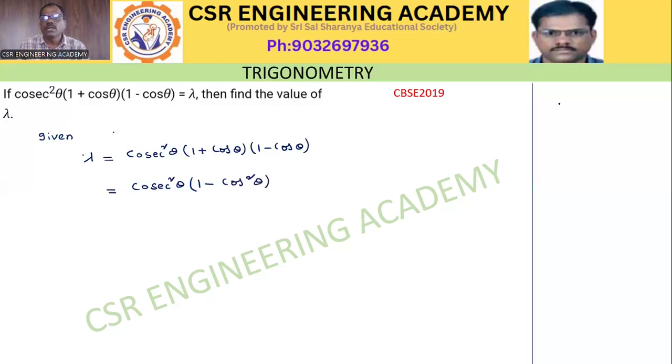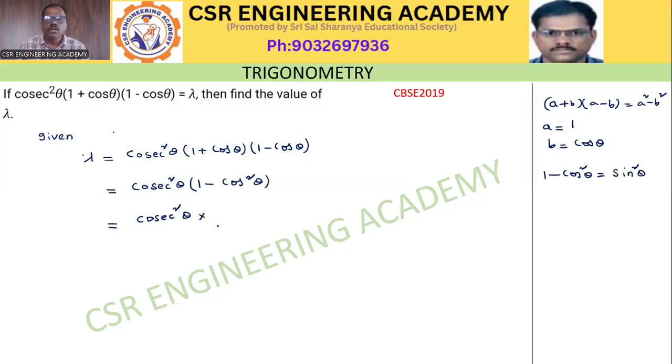a plus b into a minus b is equal to a square minus b square. Here a is equal to 1, b is equal to cos theta. Cosecant square theta into 1 minus cos square theta; 1 minus cos square theta is equal to sin square theta, so it is equal to cosecant square theta into sin square theta.